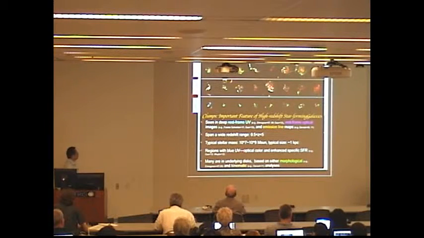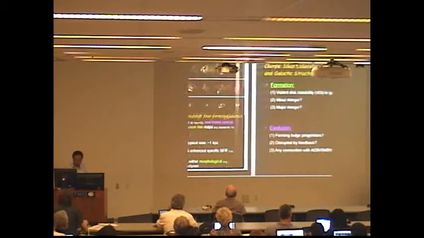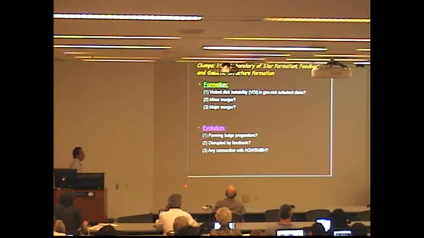We know those clump regions are blue. They have higher specific star formation rate. Many of those clumps are found in rotating disks, and this is based on both morphological and kinematic analysis. They are not just a remnant of a merger. So why should we care about those clumps? Because they are an important test of our understanding of star formation, feedback, and galactic structure formation.